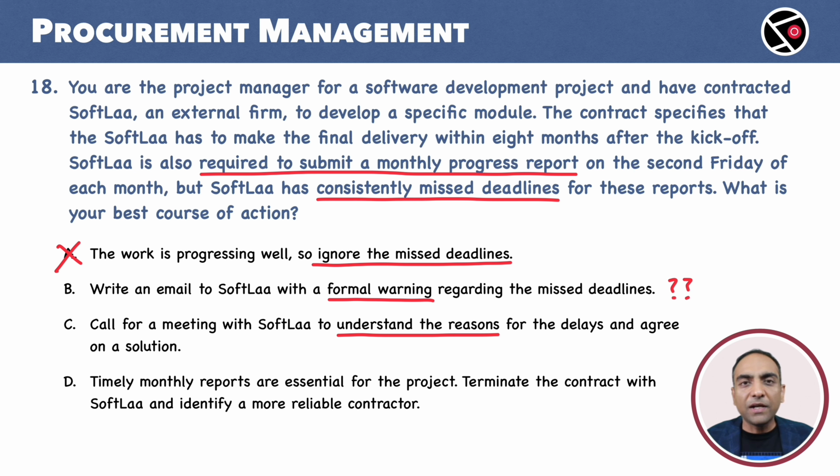D. Timely monthly reports are essential for the project. Terminate the contract with Softla and identify a more reliable contractor. Timely reports are important, definitely, but terminating the contract without understanding the background is not the correct approach. We can drop D. Our choice is C.